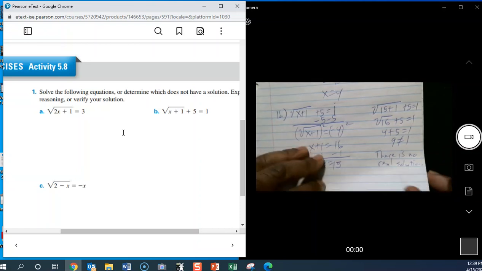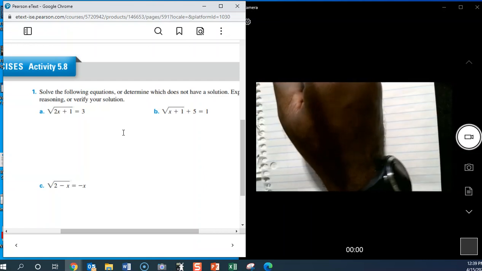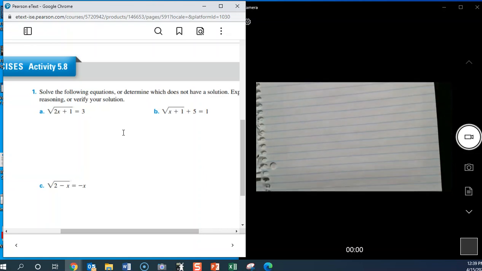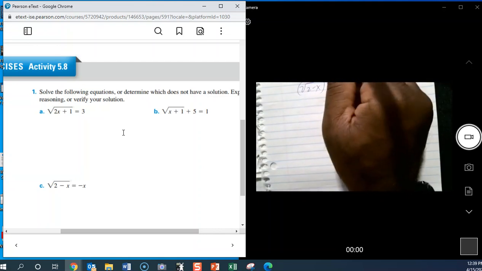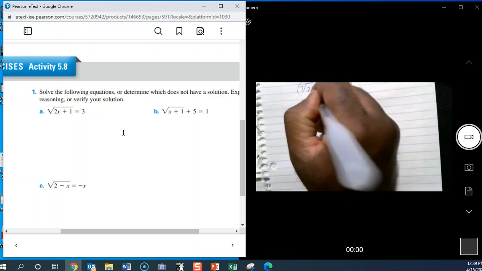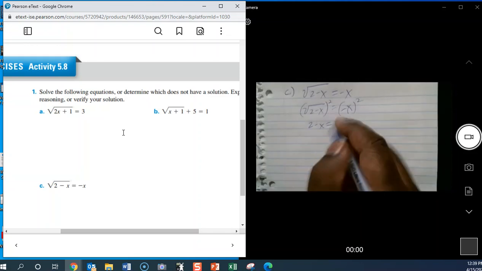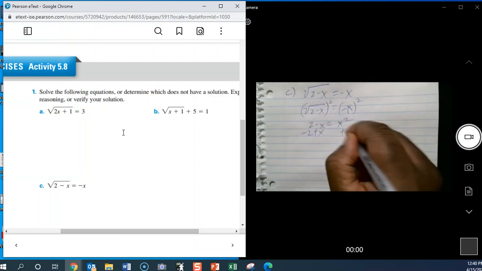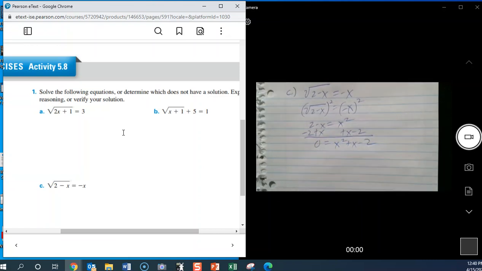Okay, now we go to C. We have the square root of 2 minus x is equal to negative x. Now, we will square both sides. So this will give us 2 minus x is equal to x squared. All right, so we need to get all of these on one side. So we can add x and subtract 2 on both sides. So this would be 0 is equal to x squared plus x minus 2.